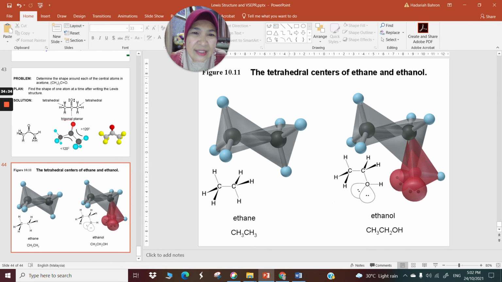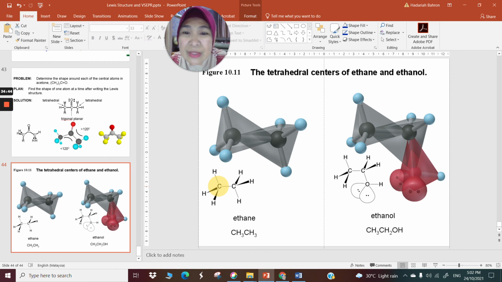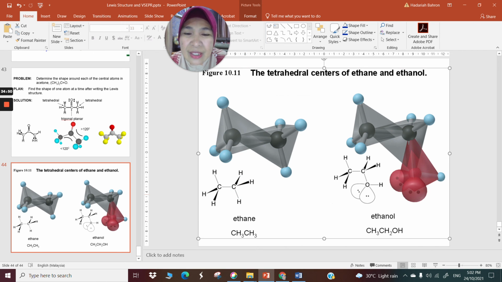The tetrahedral centers of ethane and ethanol. Now, if you have ethane, this is a highly symmetrical situation. Each one of your carbons will be a tetrahedral center. That will be a tetrahedral center. And you are going to have this bond angle to be 109.5, ideal tetrahedral. One tetrahedral on the left, one tetrahedral on the right.